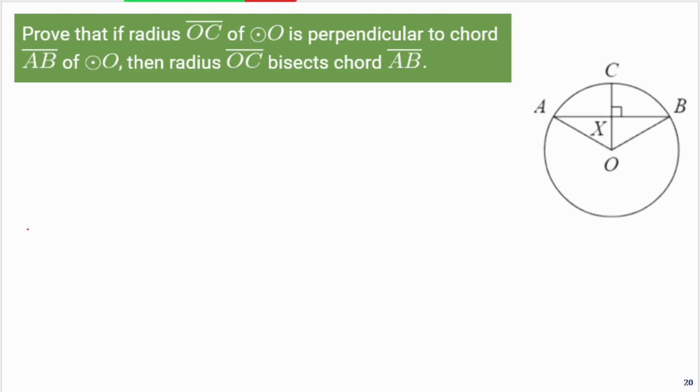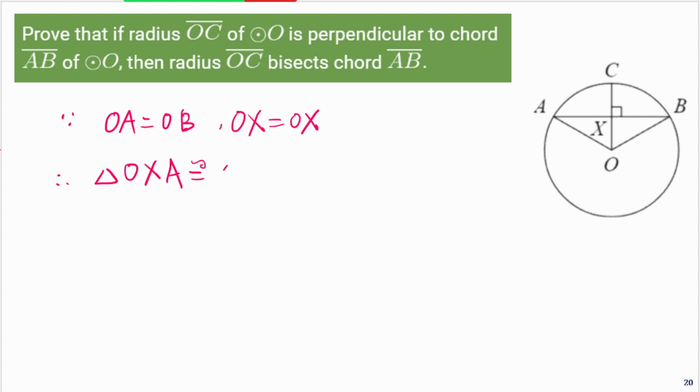Okay, have you finished? So we can actually have OA equals OB, right? Because they are both radii of the circle O. Because we have OA equals OB and of course OX equals OX, which is obvious, then we have triangle OXA congruent to triangle OXB by HL congruence, right? Therefore, we have AX equals BX. So radius OC bisects chord AB, right?